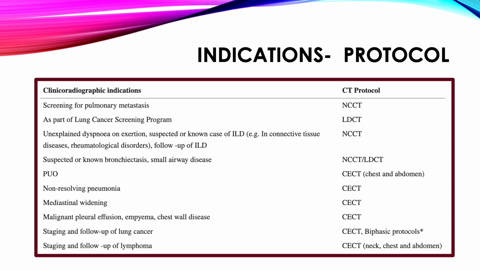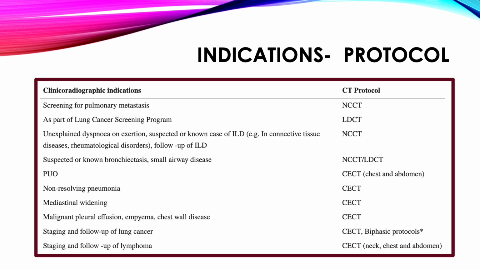If your patient comes as a suspected case of interstitial lung disease, you do not need a contrast medium. You can do a non-contrast CT with HRCT cuts in such a patient, and even in a follow-up ILD, you do not need a contrast agent. For patients suspected of airway diseases, bronchiectasis, again, a non-contrast CT is sufficient.